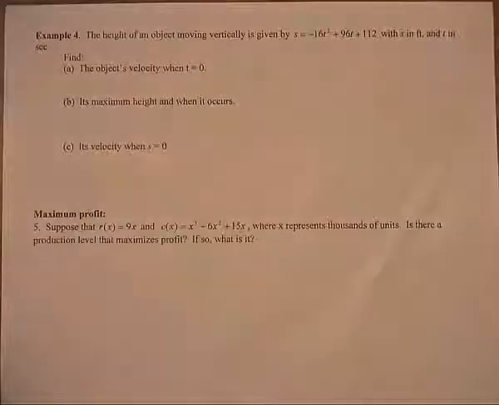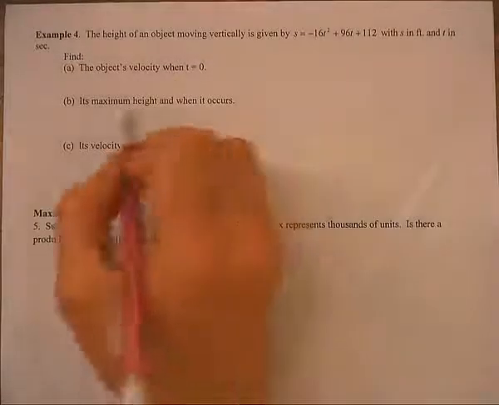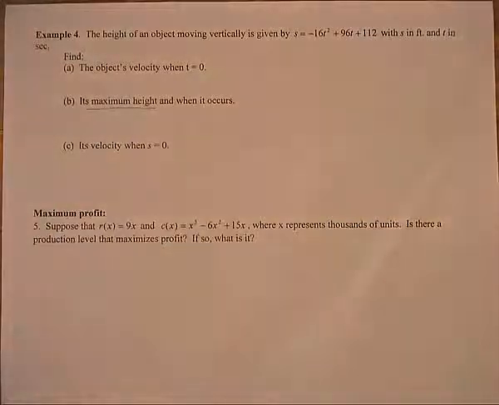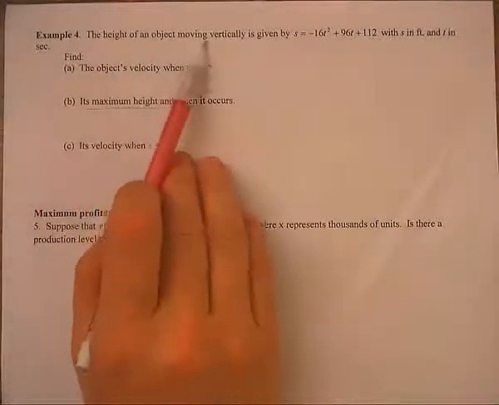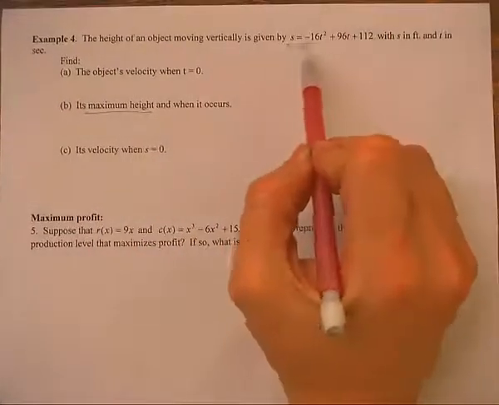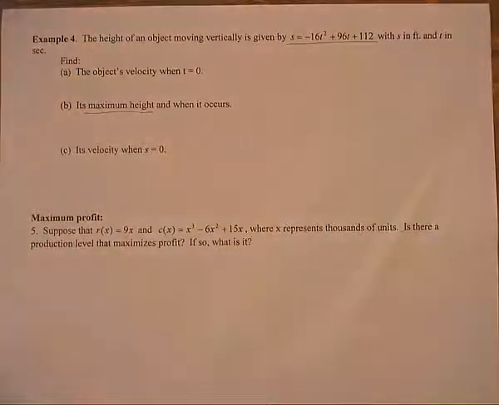So this section is going to revisit the idea of velocity and acceleration, as well as profit and cost. So example 4 is just kind of a review of what we have done before, but now we know the best way to find the maximum height. We didn't learn this before. So it's giving us the height of an object moving vertically, is this equation. So right there is our position function.